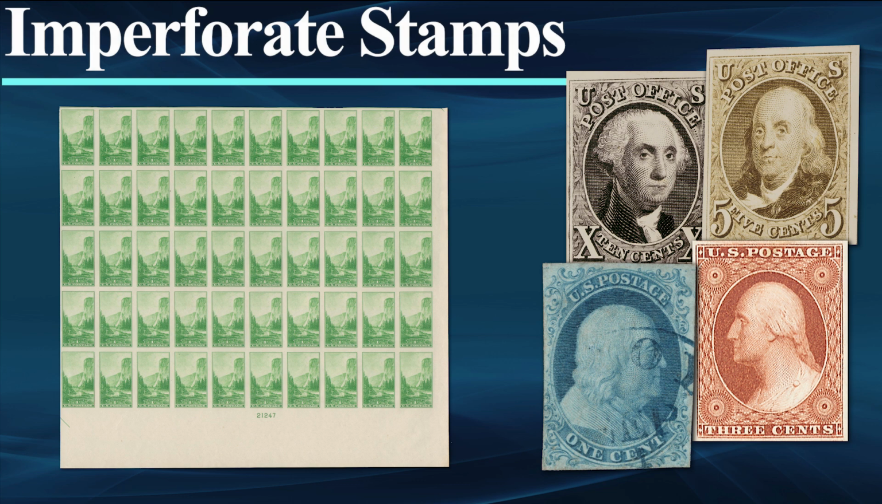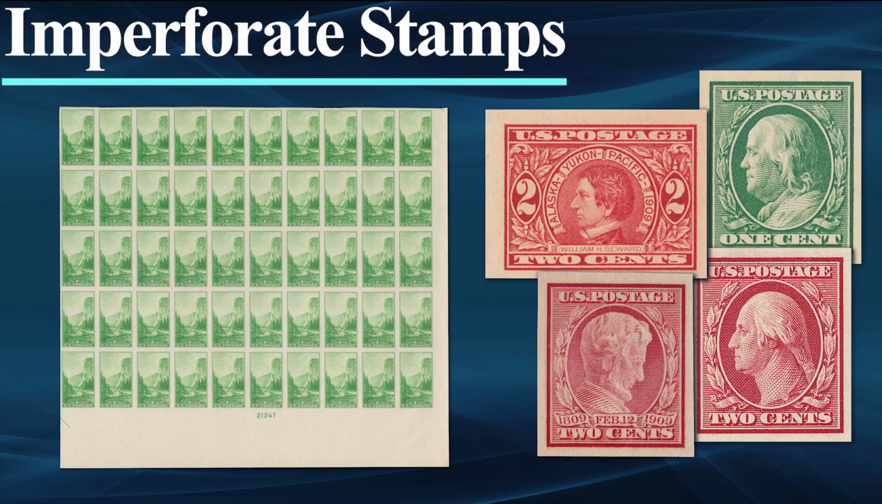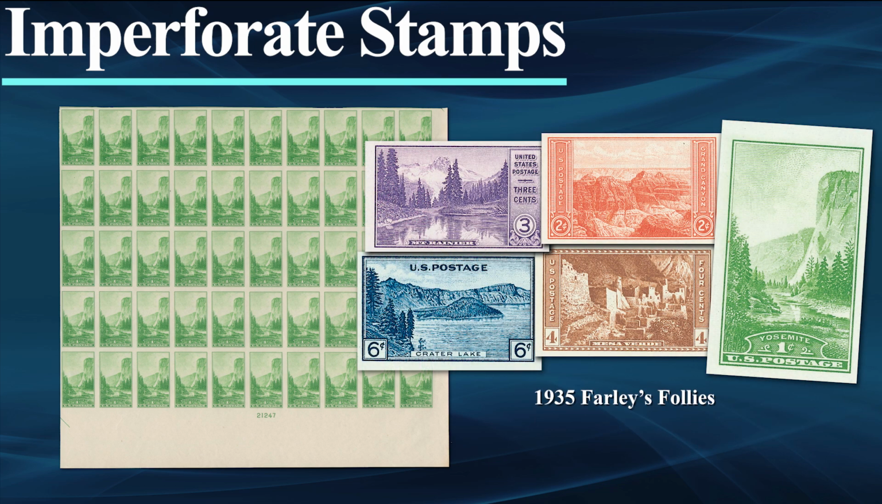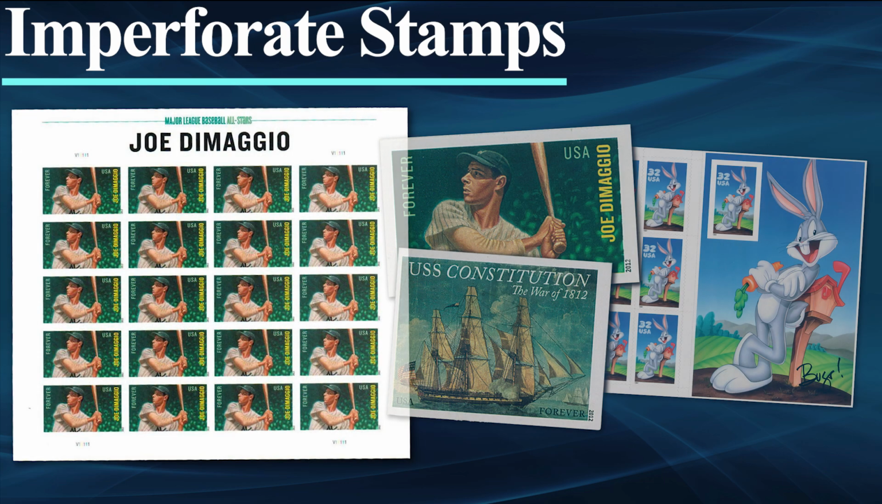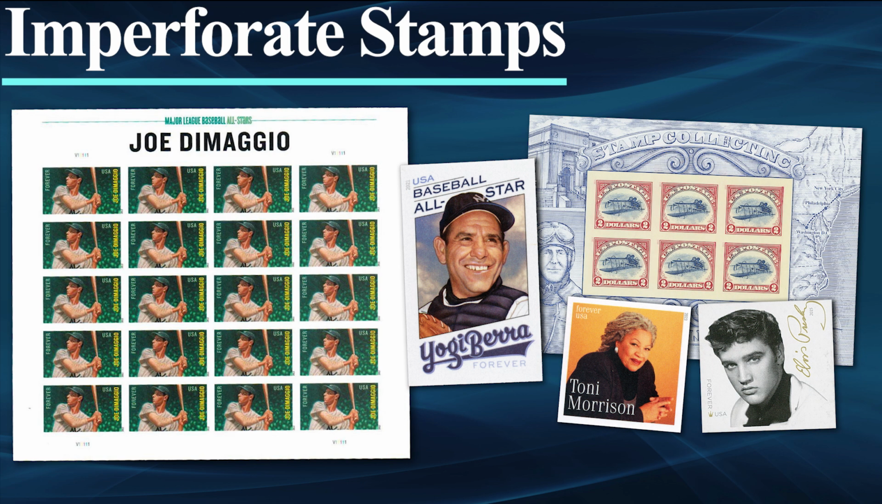Last but certainly not least are imperforates. These are simply postage stamps produced without perforations. All early U.S. stamps were made this way until 1857. After that, imperforate stamps only showed up sporadically, and sometimes with controversy surrounding them, like these 1935 Farley's Follies. Modern imperforate commemorative stamps appeared in 2012 and are printed in very low quantities. No one knows for sure how low, but they sell out quickly and have become modern rarities.